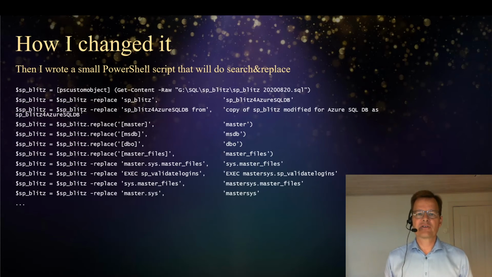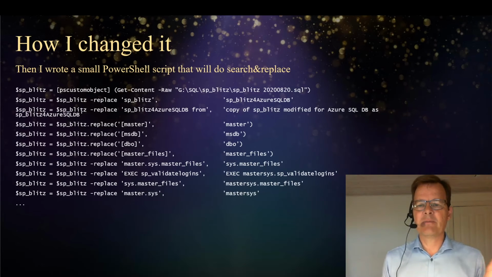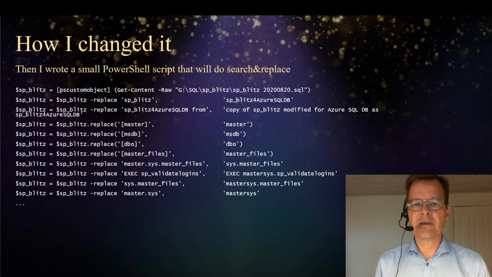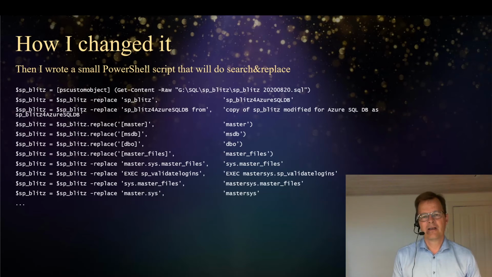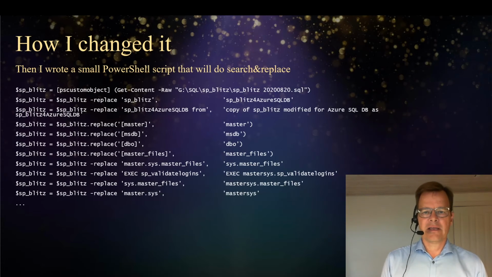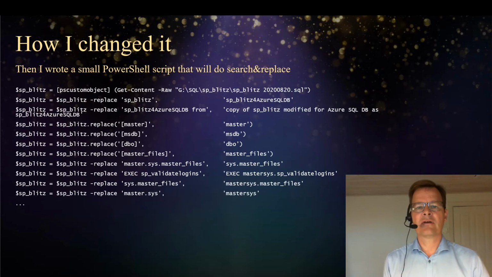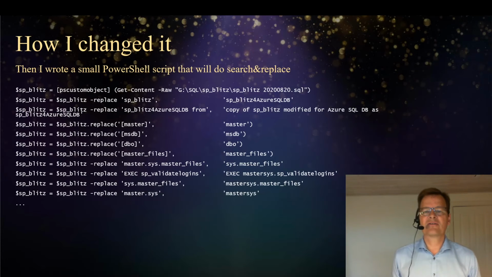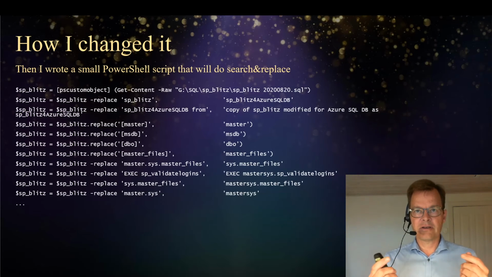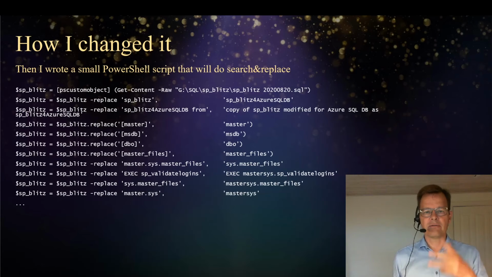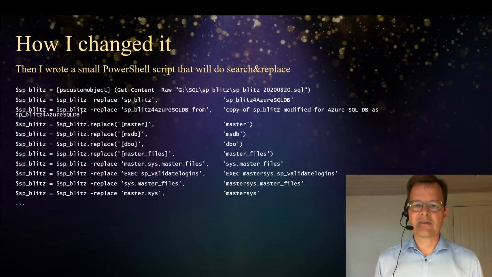Then I wrote a small PowerShell script that'll do a search and replace in SP Blitz and over into SP Blitz for Azure SQL DB. Notice the dots at the end, because there are 30-odd replacements that you need to do. It's really simple stuff: getting rid of the square brackets, and then you can start searching for master.sys and replace it with master_sys. You can search for sys.master_files and replace it with master_sys.master_files. And in SP Blitz there are quite a few different spellings of the same table names, so that means there are a lot of search and replaces to be done.